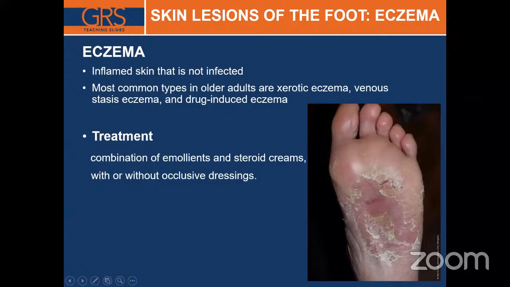Then eczema. This is the eczema on the plantar surface. It is inflamed skin that is not infected. The most common types in older adults are xerotic eczema, venous stasis eczema, and drug-induced eczema. Treatment would be a combination of emollients and steroid creams with or without occlusive dressings.